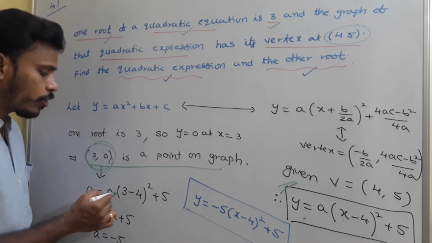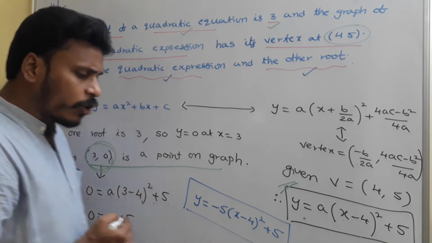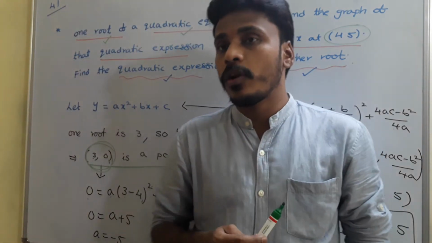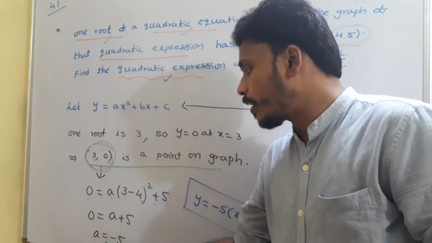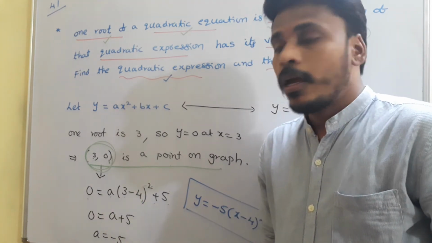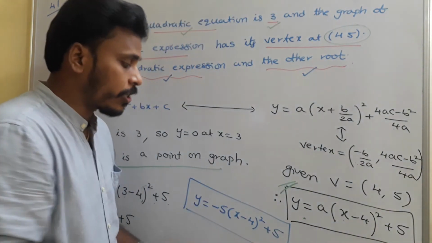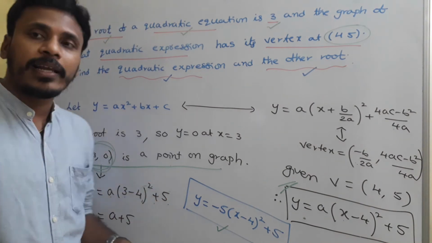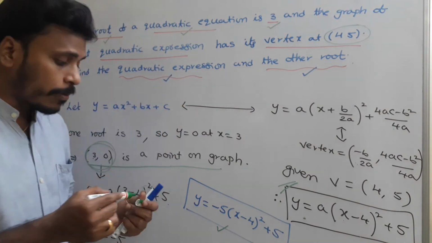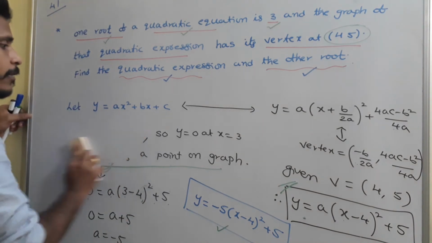0 = a(3 − 4)² + 5. Just try to simplify. 3 minus 4 is minus 1. Minus 1 whole square is 1, so 0 = a + 5, and a is equal to minus 5. Now replace this a as minus 5 in the given expression. This is our answer, so that is the quadratic expression. But the question is about finding the other root, and that's why I am erasing this.